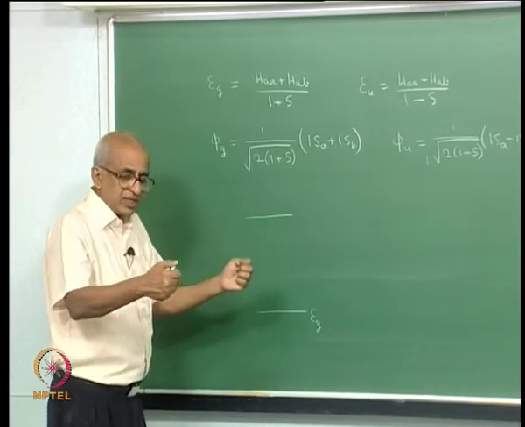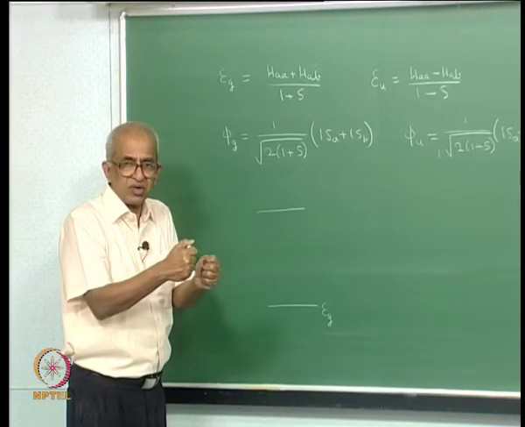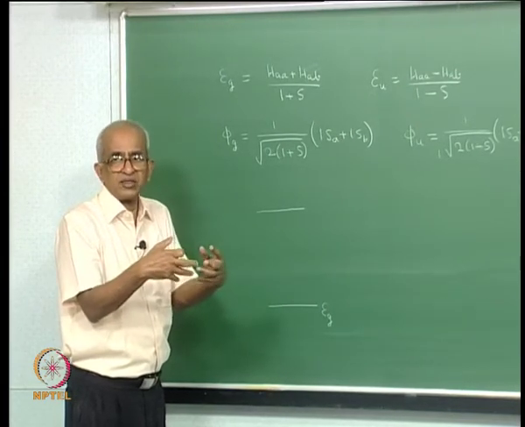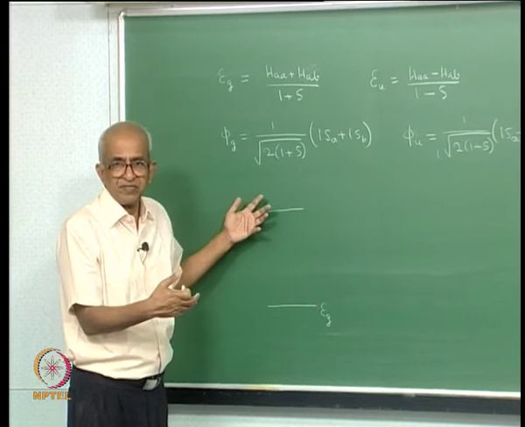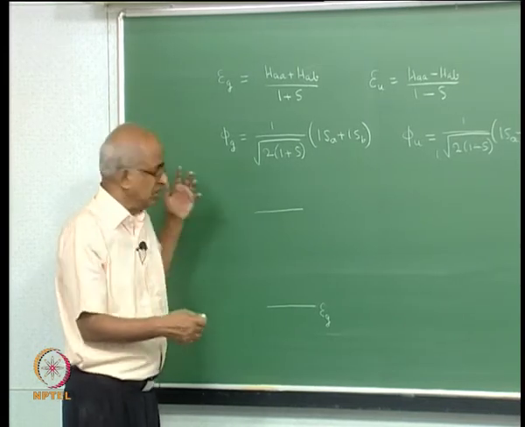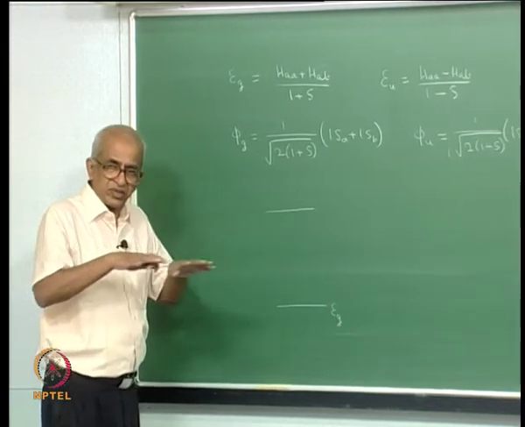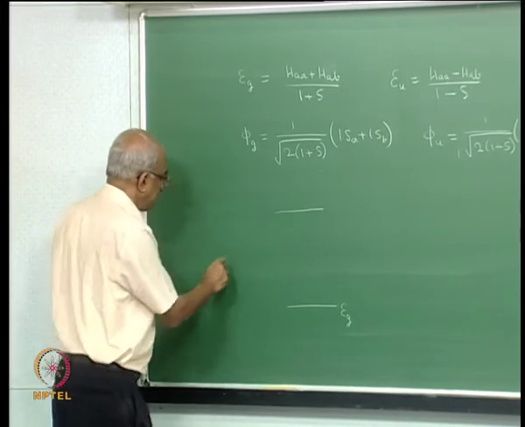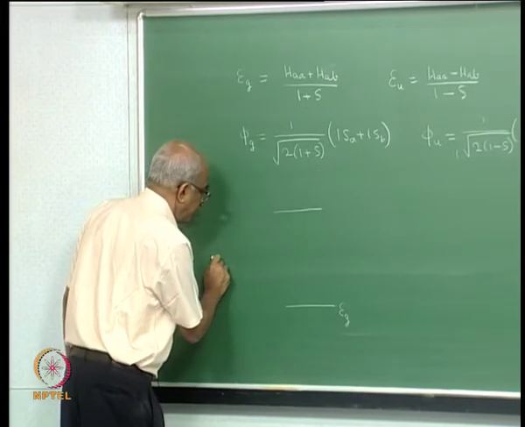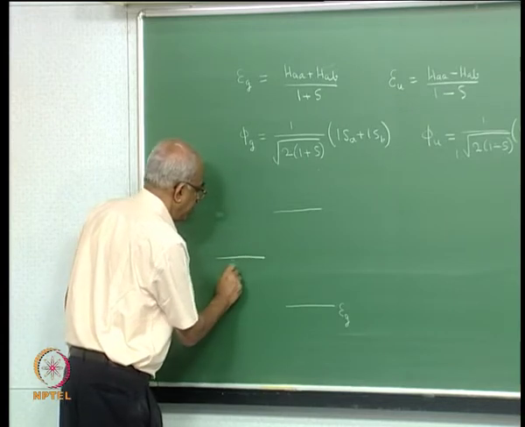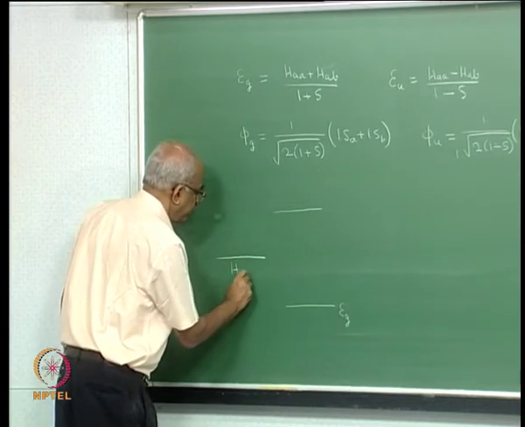So, we say that when the two species are brought together, the two atomic orbitals combine together to give molecular orbitals. Suppose instead of saying that, suppose they did not combine, then how much would be the energy of an atomic orbital? I have told you this. The energy would be HAA.